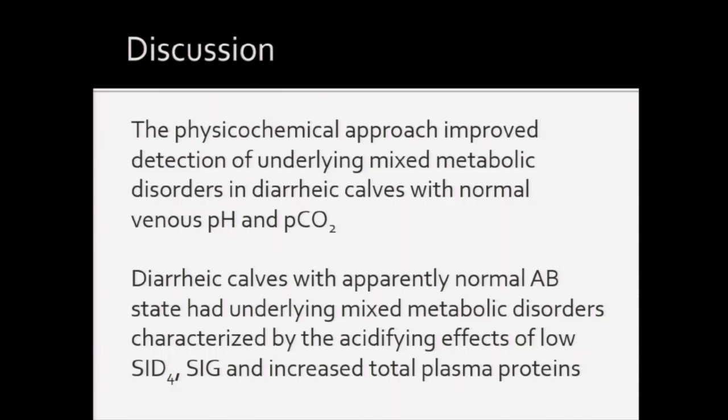So what's the conclusion of this study? I think the physicochemical approach can be an improved metric to really diagnose some of these underlying mixed metabolic disorders, especially in diarrheic calves with normal venous pH and PCO2. And also, diarrheic calves with apparently normal acid-base state had some underlying acid-base disturbances that are categorized by the acidifying effects of the low strong ion difference, strong ion gap, and increased total plasma proteins.